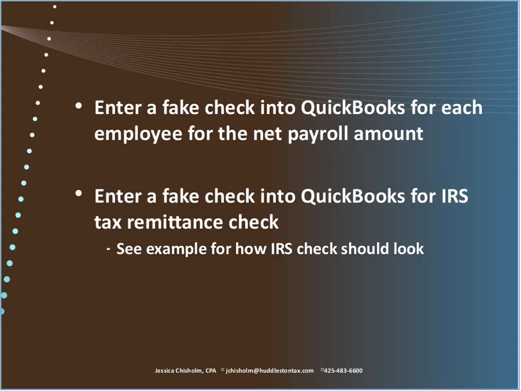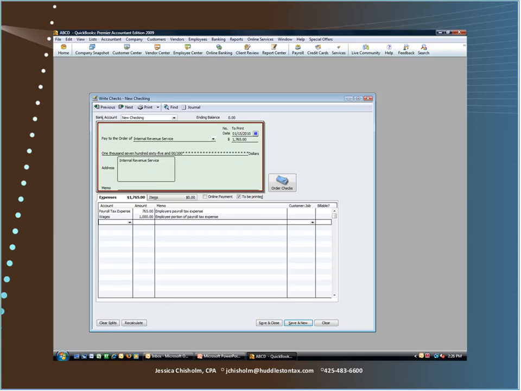So what you would do is enter a fake check into QuickBooks for each employee for the net payroll amount. Then you would enter a fake check into QuickBooks for the IRS tax remittance amount. Once you enter the fake check for each employee's net payroll amount, you put that to the salaries or wages account or whatever account you use. And then the way you gross up that payroll is by using this payroll check.